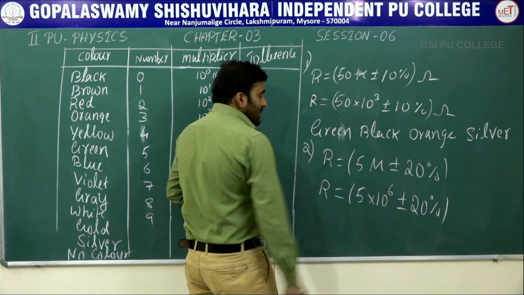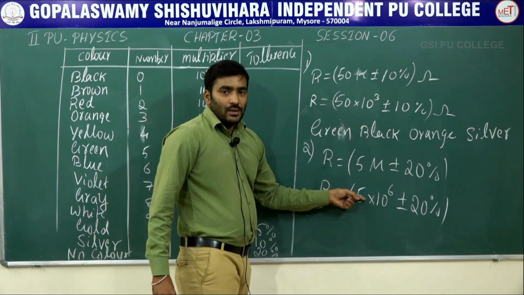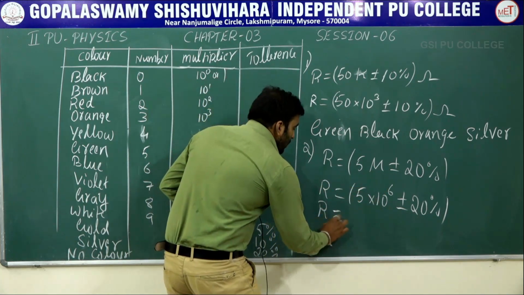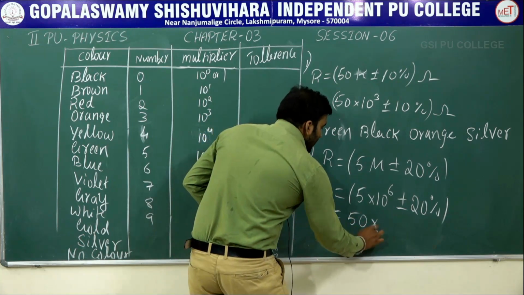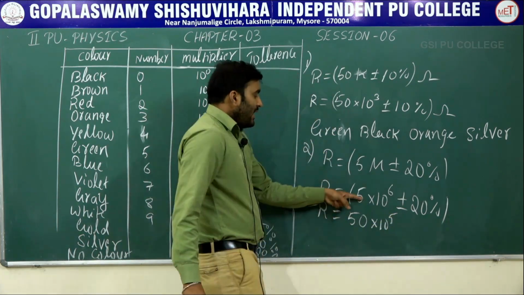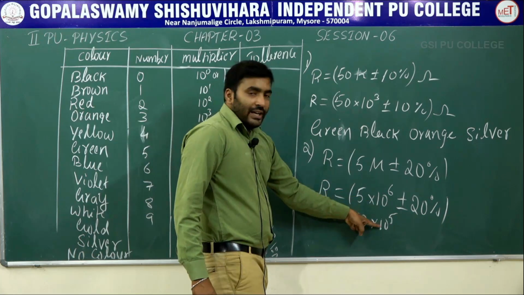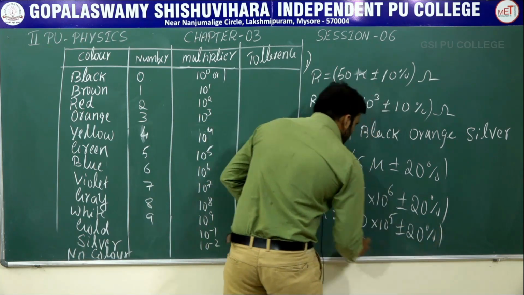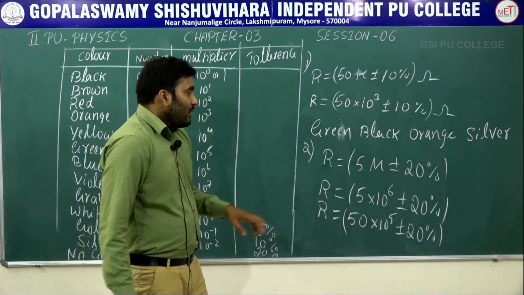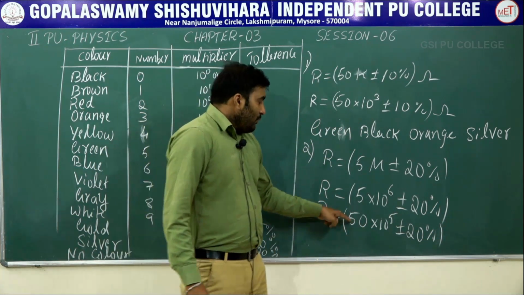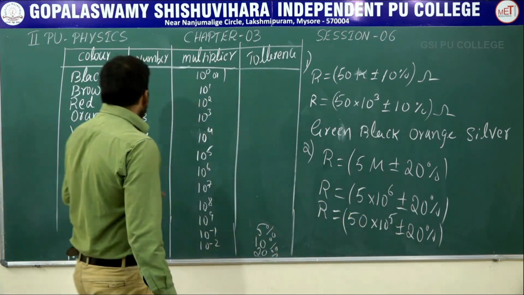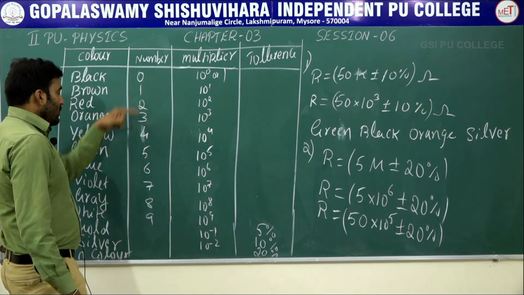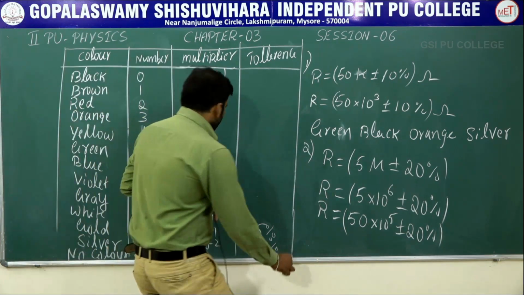Now this is not in a standard form because we should have two digits at the beginning. So 5 into 10 power 6 is now written as 50 into 10 power 5, plus or minus 20%. So we got the standard form. Now let us find out the color sequence for this. 50, 5 and 0, is nothing but green and black.